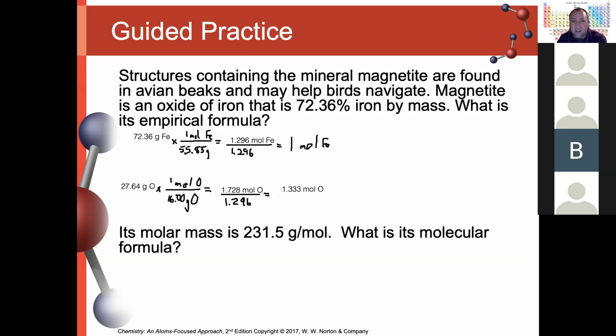And so since we have a third, we're going to need to apply a multiplier here. We're going to multiply both of these by 3 to get rid of that third, which means that we're going to have 3 irons and 1 1/3 times 3 is 4 oxygens. And so our empirical formula is Fe3O4.